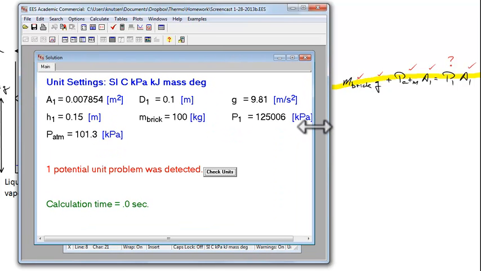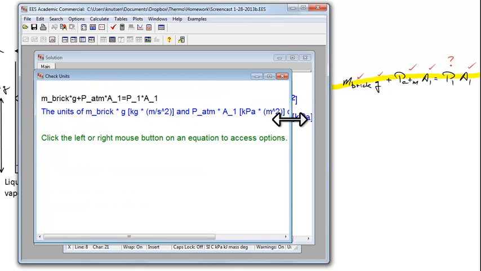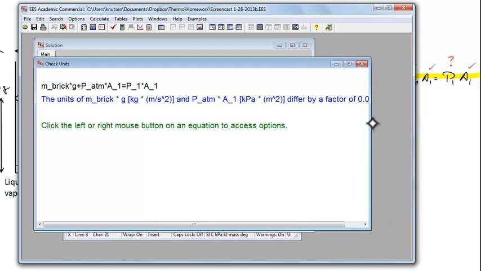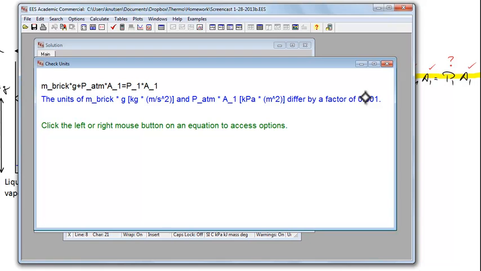One thing I'm noticing right now is it says one potential unit problem was detected. I'm using the unit function, and this is saving me a lot of grief right now because it's saying you've got a unit problem. I'll click Check Units, and if I open it up, what it's telling me is that these units differ by a factor of 0.001. So for some reason it's sensing that I'm off by 3 orders of magnitude somewhere.